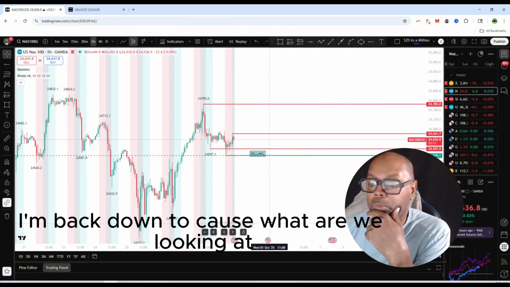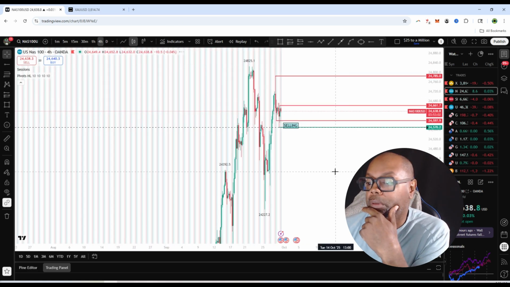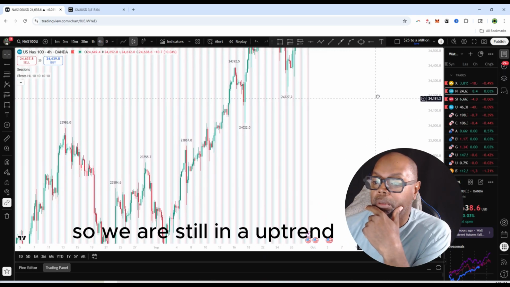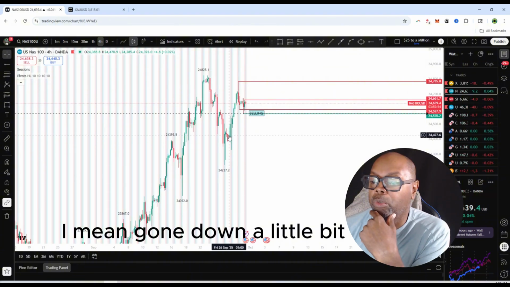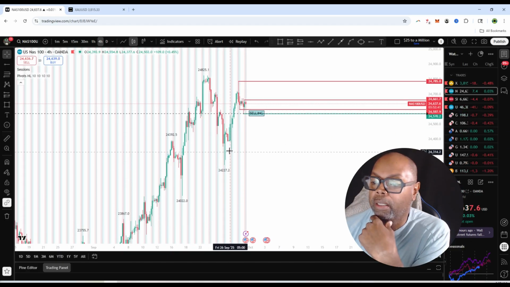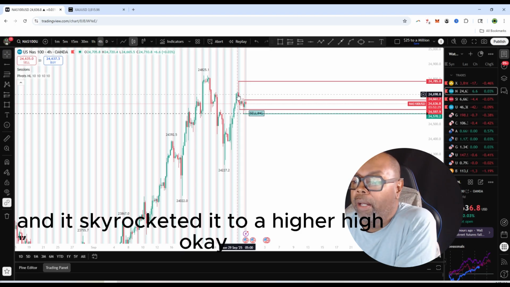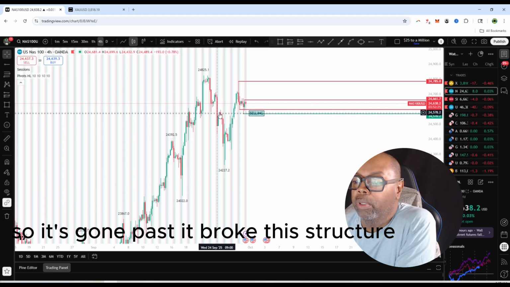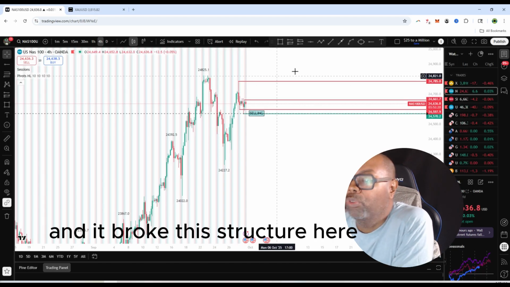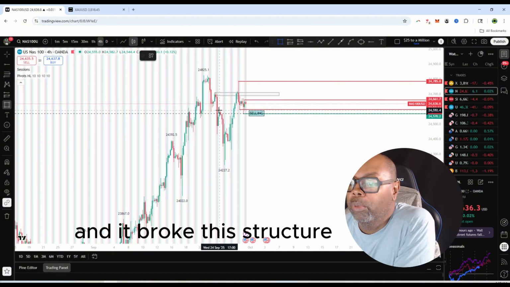All right, back down to, because what are we looking at? So we are still in an uptrend. I mean, gone down a little bit. It's coming back up. All right. So you got the high, you got a low, you got a lower high, lower low, lower high, lower low, and then you got a high, you got a higher low, and it skyrocketed to a higher high. Okay, so it broke this structure and it broke this structure here. And this is the 4 hour. Broke this structure and it broke this structure.